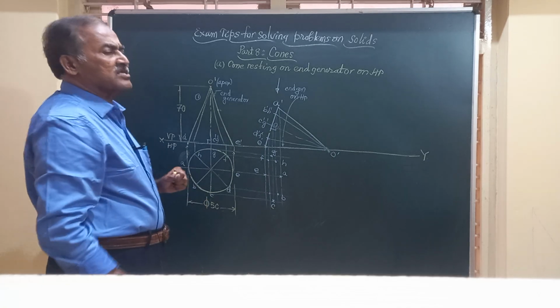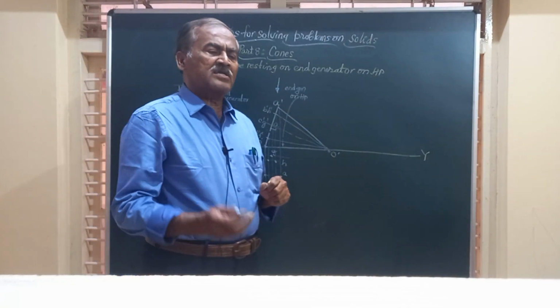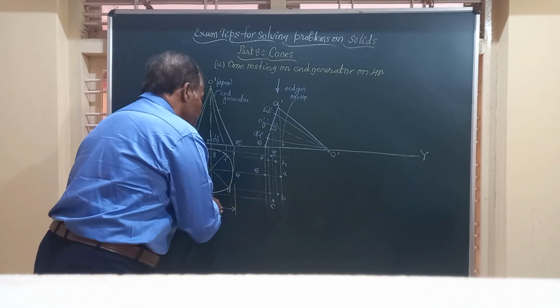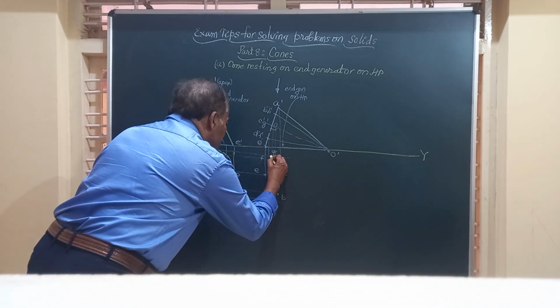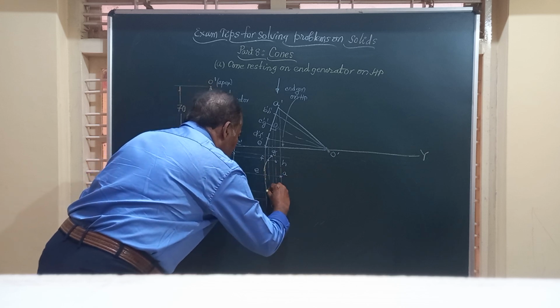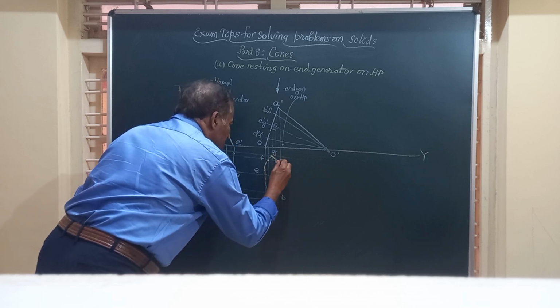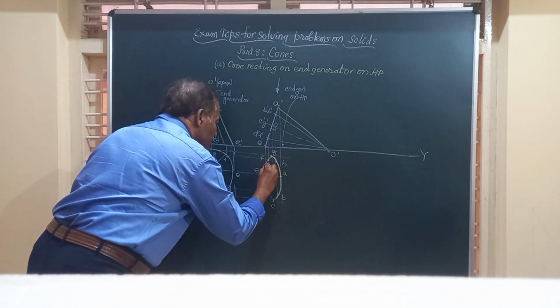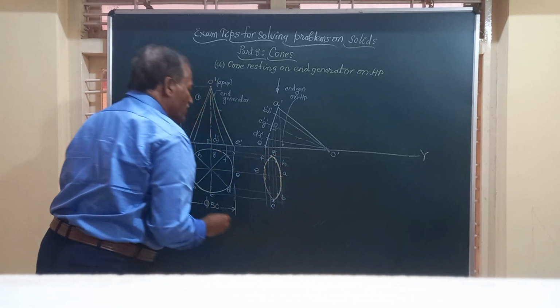Friends, this was a circular surface, and since it is lying on HP, this appears as an ellipse. So we will join all these 8 points so obtained by a continuous smooth curve. So friends, this is how this base will look in the top view.